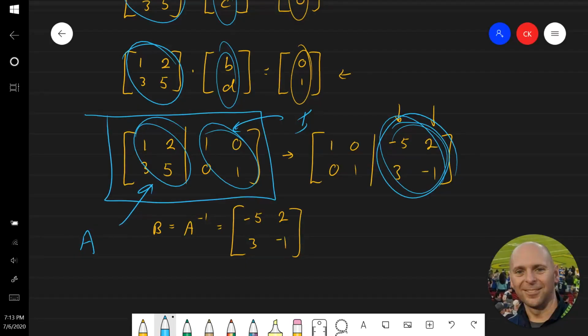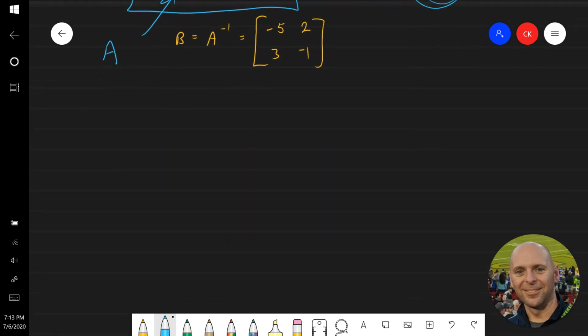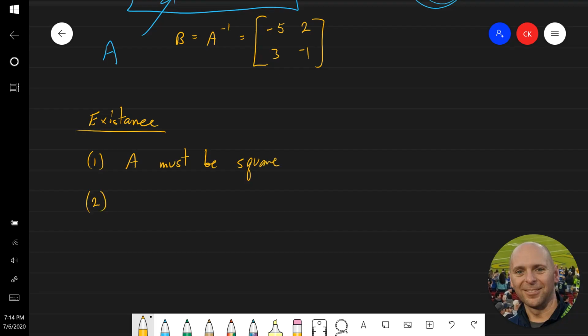Next question would be, when does it actually exist? So let's deal with the existence part of this now. And there's really not a whole lot that has to happen. We just have a couple of conditions. One, A must be square. And using a definition from our lesson prior, A must be non-singular.